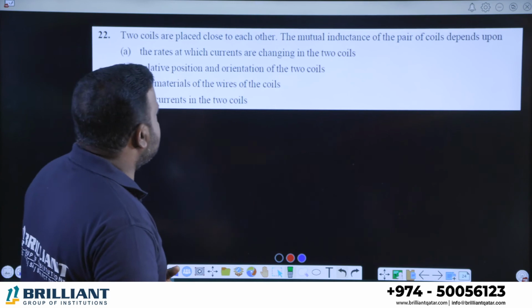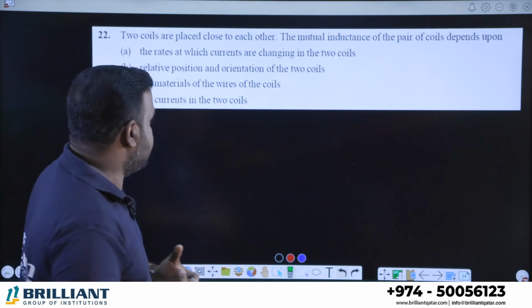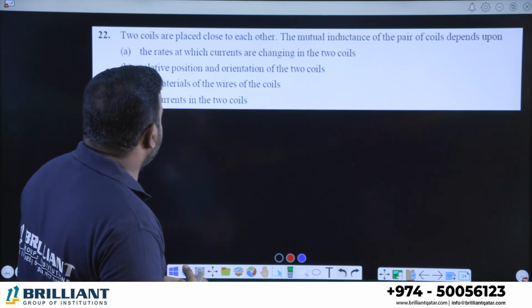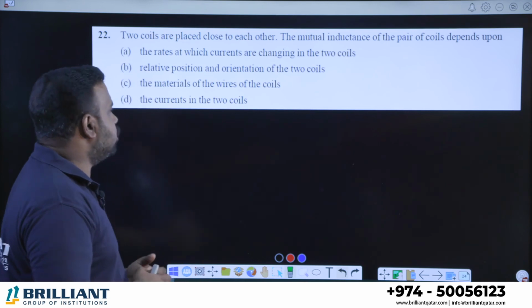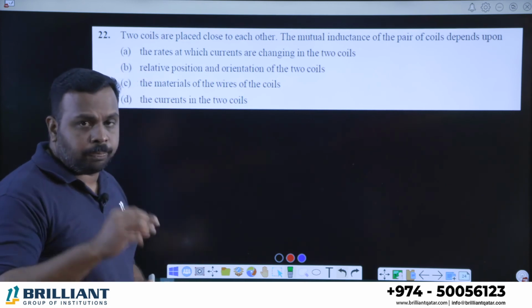Next. Question number 22. Two coils are placed close to each other. The mutual inductance of the pair of coils depends upon the rate at which the current is changing in the two coils, relative position and orientation of the two coils, the material of the wires of the coil, the currents in the two coils.